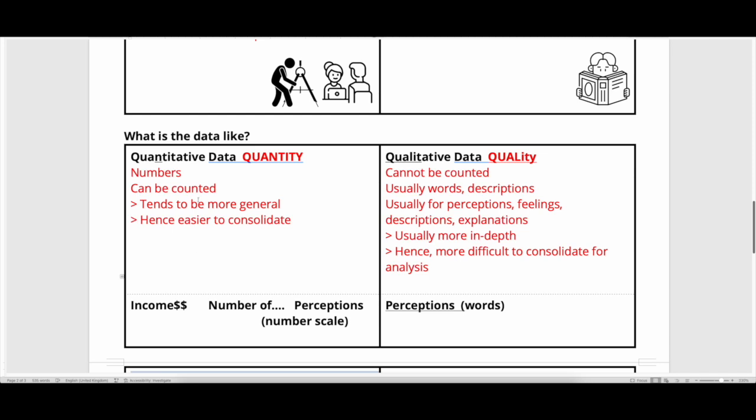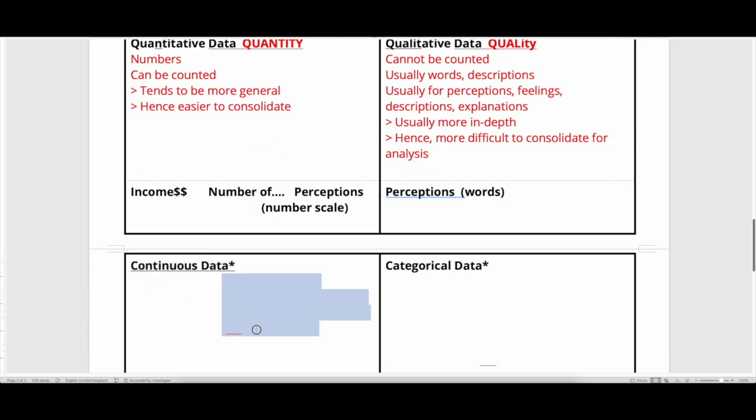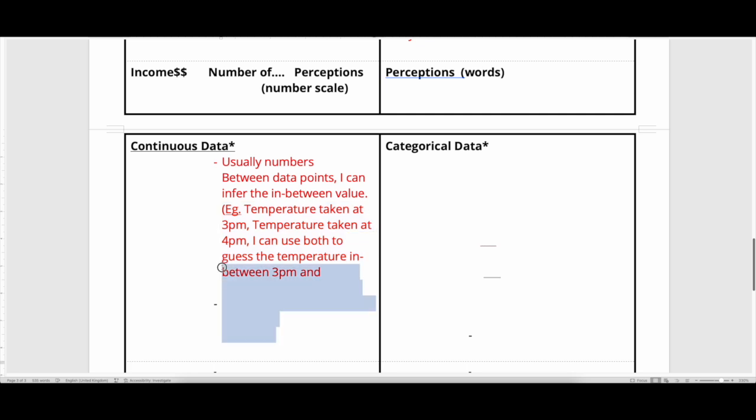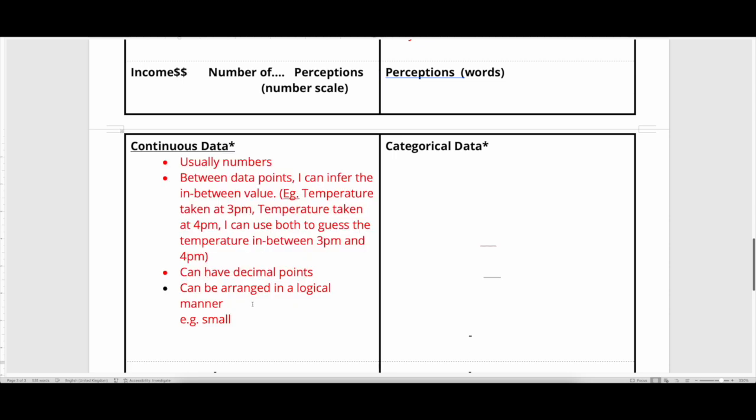Okay, so continuous data is basically data that's usually numbers, and between data points, I can infer an in-between value, like what I told you just now. Also, the good thing about continuous data is that I can have decimal points, and most importantly, there is a logical way to arrange them.